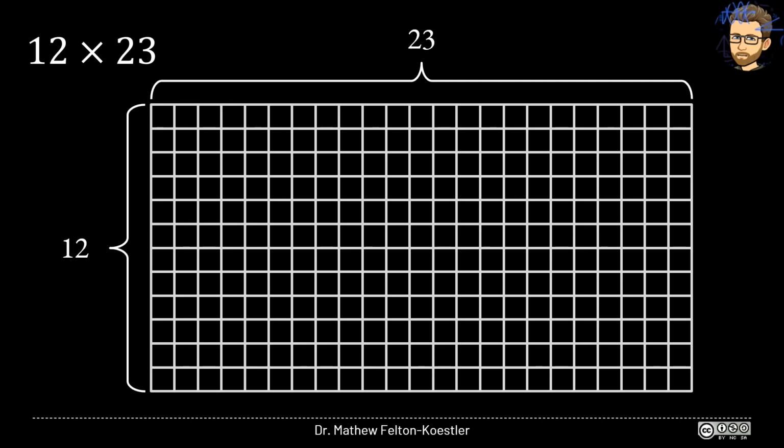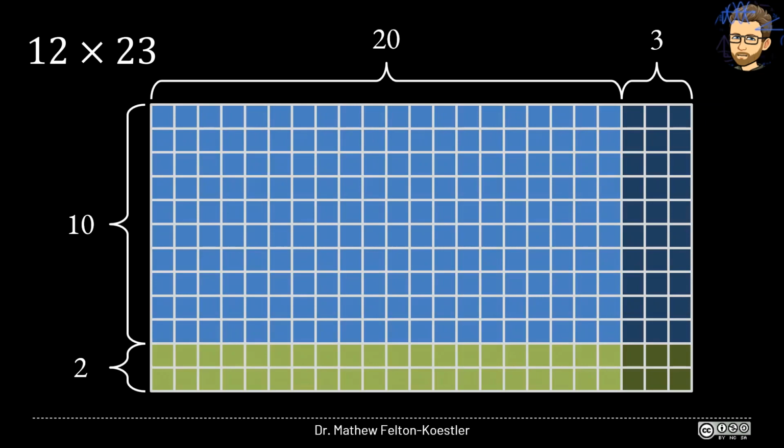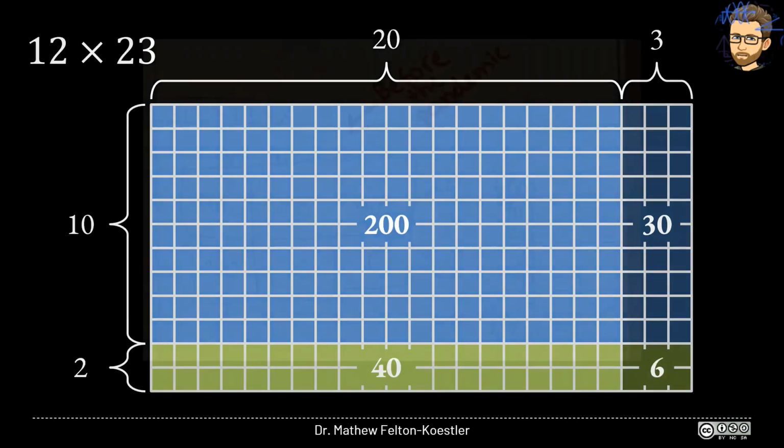This is a lot more manageable if we break the rectangle up into sections that correspond to place value. So here I have the first 10 rows in blue, light and dark blue on the top, and the last 2 rows in green, in light and dark green on the bottom. And now I can find the area of each section. 10 rows of 20 is 200, 10 rows of 3 is 30, 2 rows of 20 is 40, and 2 rows of 3 is 6.